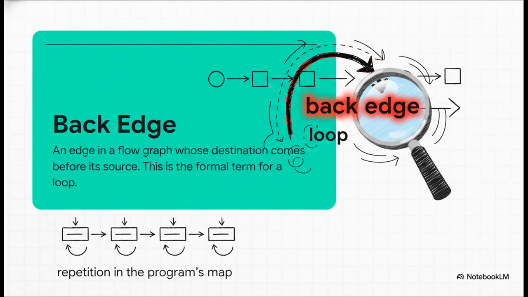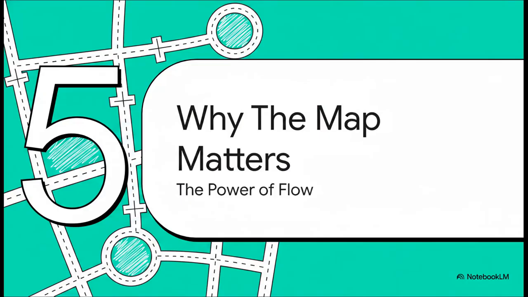And this perfectly illustrates the idea of what's called a back edge. In our flow graph, a back edge is just an edge that points backwards in the code. Seriously, anytime you see a back edge, you can be sure you found a loop. It's the technical signature of repetition on the program's map. So, we've defined our map, we have our straight roads, our crossroads, and our roundabouts. Now, let's put it all together and see why thinking about our code this way is so incredibly powerful.